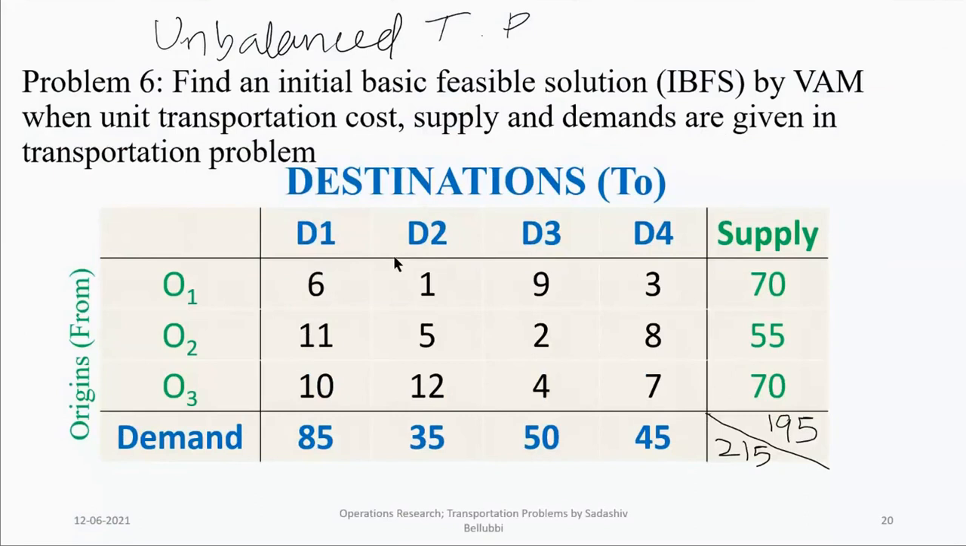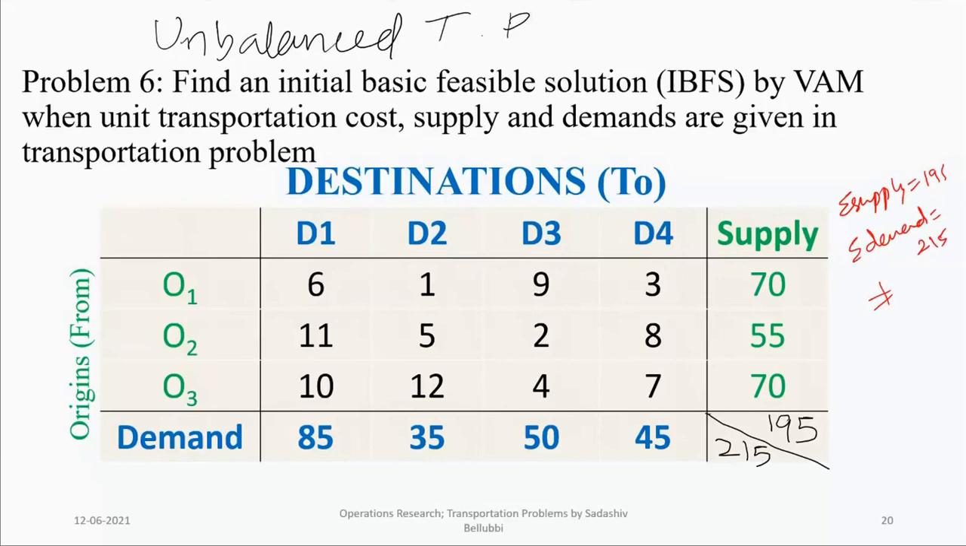Okay, what is the first step? The first step is we need to check the summation of supply and the summation of demand. In the given problem, the summation of supply is only 195, and the summation of demand is how much? 215. So it means that we cannot proceed, because at the end of the problem we need to satisfy all the supplies as well as all the demands. That's why, here the summation of supply is not equal to the summation of demand.